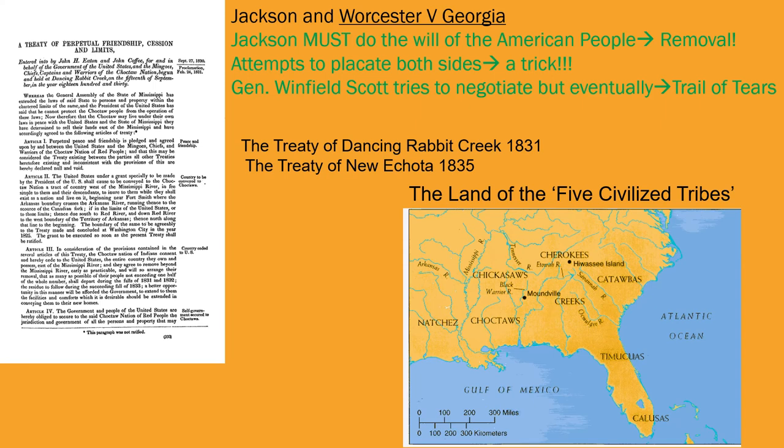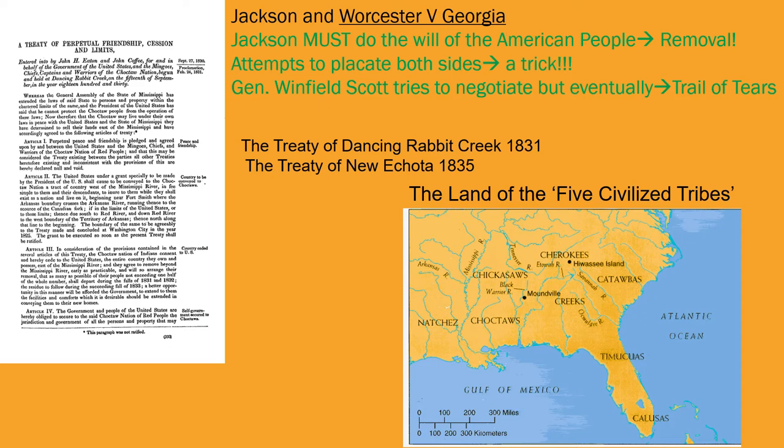Now, Jackson and Worcester versus Georgia. So Jackson, he was kind of trapped. But unfortunately, Jackson played both sides. He kept telling the Cherokee Nation, we're going to help you, we're not going to let anybody hurt you, everything's going to be fine, you're going to be able to keep your land, everything's going to be cool. And that was a lie. That was unfortunate, and it's a lie.